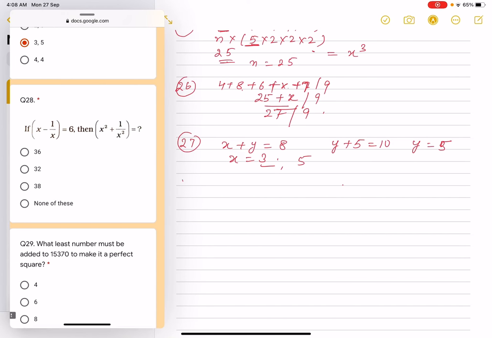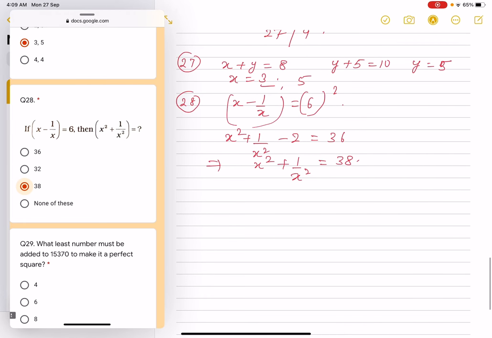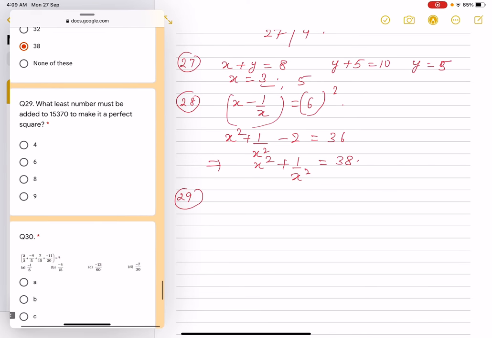Now it is a very important question. Using identity, x minus 1 by x is 6. If you square it, x square plus 1 by x square minus 2 is 36. So x square plus 1 by x square is 38. So 38 answer will be correct based on the identity, a minus b whole square. And these are very important questions.